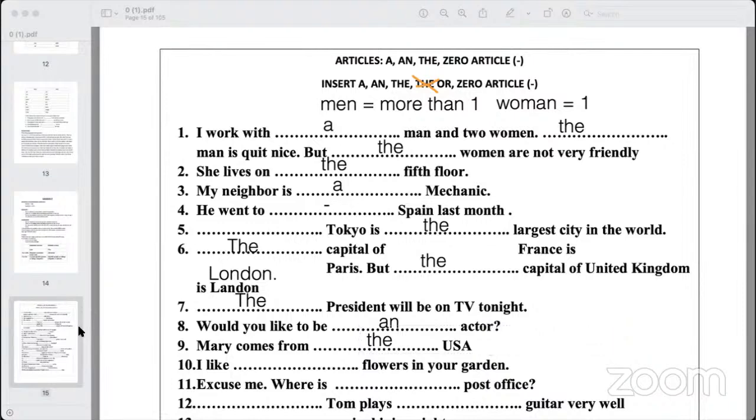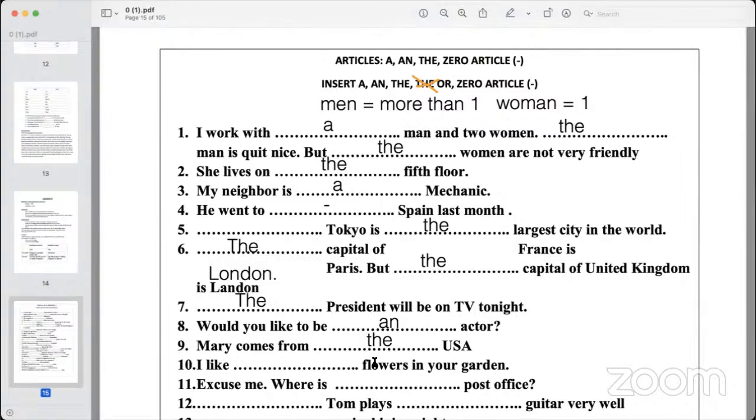The reason why you use the for this sentence is because there is only one United States of America. So you won't say a or an. So you're being specific. So you would say Mary comes from the USA.